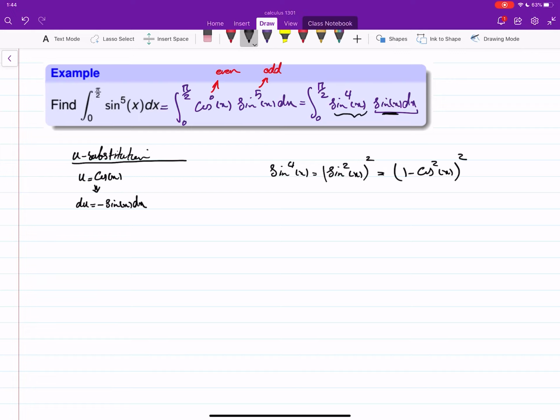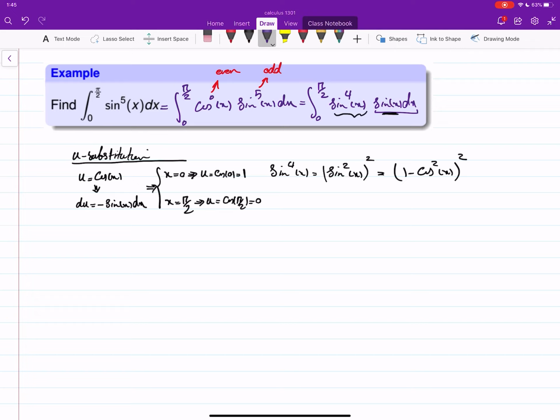What is missing is we haven't changed the limits. When you're doing substitution for the definite integrals, you not only change the integrand from x to u, you also change the limits from x to u. So the lower limit, in terms of u, is cosine of 0, which gives me 1. So my lower limit turns to 1, and the upper limit, which is pi over 2, turns to cosine of pi over 2, which is just 0. So the upper limit will be 0.